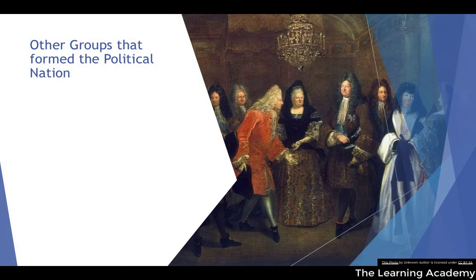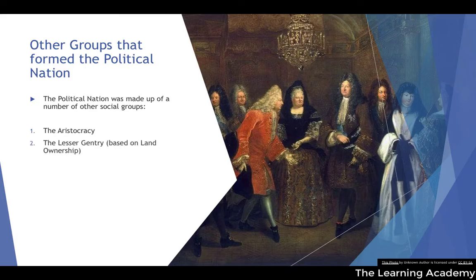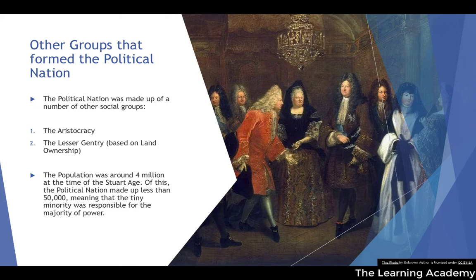Moreover, we can also look at other groups that formed up this political nation. So we've talked a lot about the monarch and where power ultimately lies within the monarchy. Let's have a look at other areas of the political nation. So the political nation was made up of a number of social groups. This included things like the aristocracy, the gentry, generally based on land ownership, and really if we compare the political nation with the rest of the country, the population was around 4 million at the time of the Stuart age.